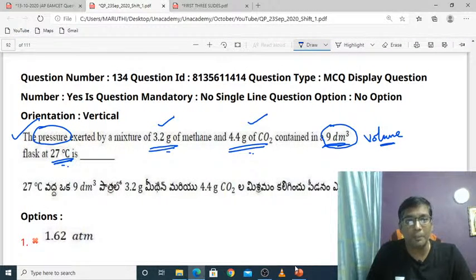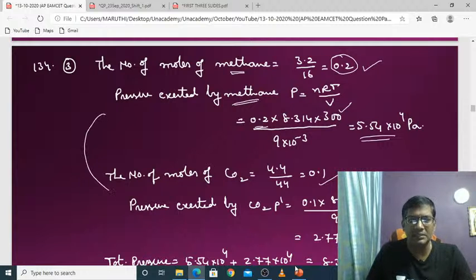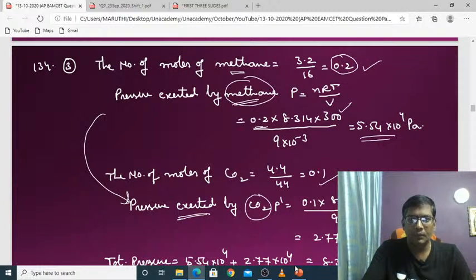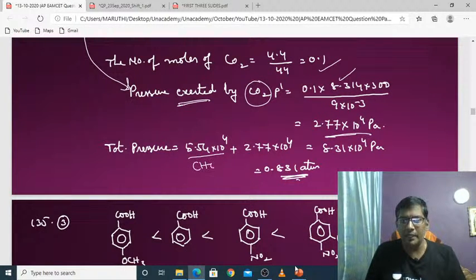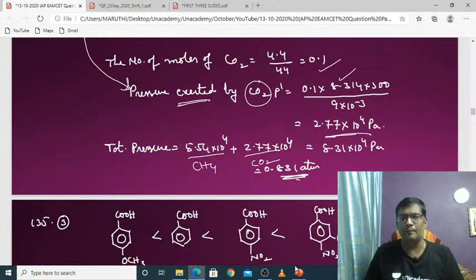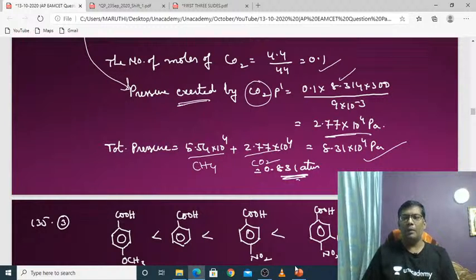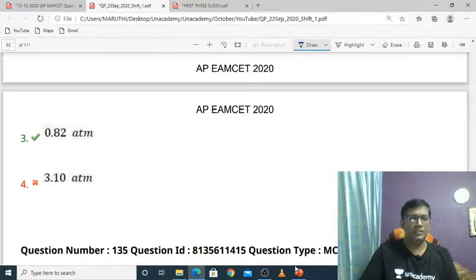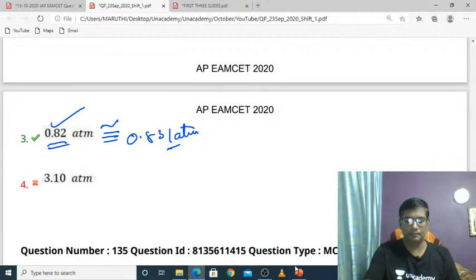But they are asking about the pressure exerted by the mixture. So the number of moles of carbon dioxide is 0.1, that is 4.4 by 44. In the same way, you can calculate the pressure exerted by the carbon dioxide: 0.1 moles, 8.314 into 300 by 9 into 10 power minus 3. This is the pressure exerted by the methane, and this is the pressure exerted by the carbon dioxide. Simply by taking the sum of these two, you will get the overall pressure. Total pressure is 8.314 into 10 to the power of 4 Pascal. If you want to convert it into atmosphere, the value is 0.831 atmosphere. The options have 0.82, but almost these two are similar. So you can write the answer as option 3.